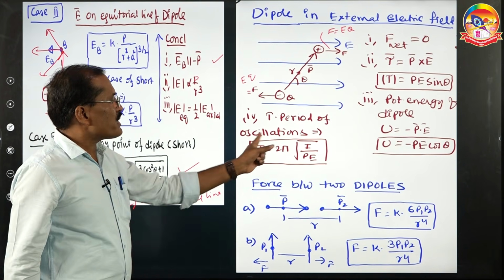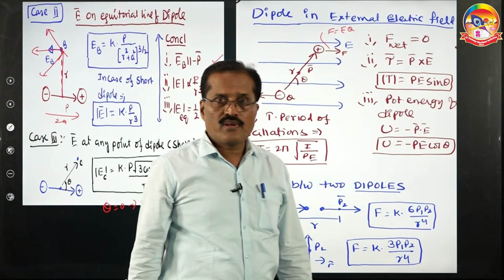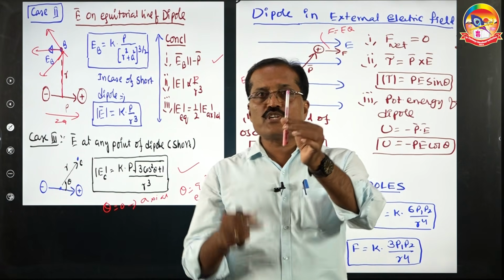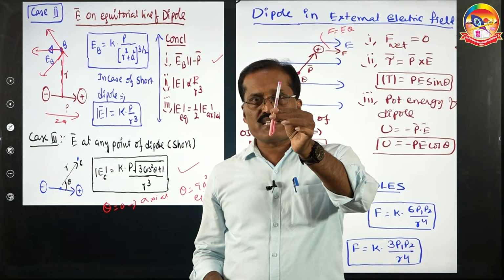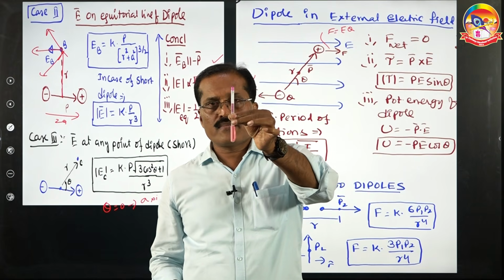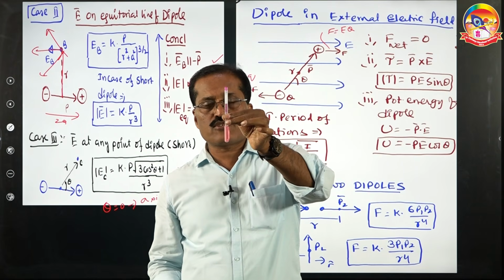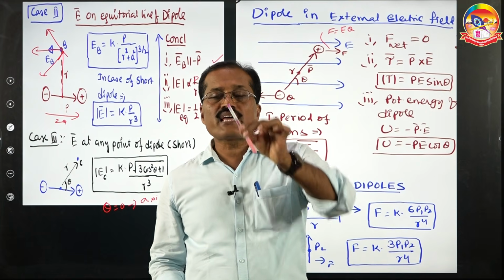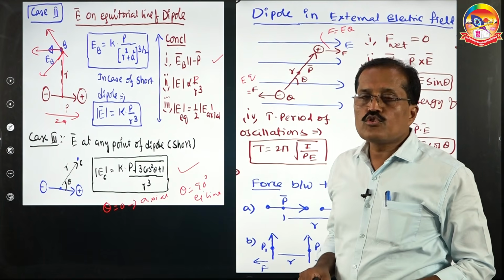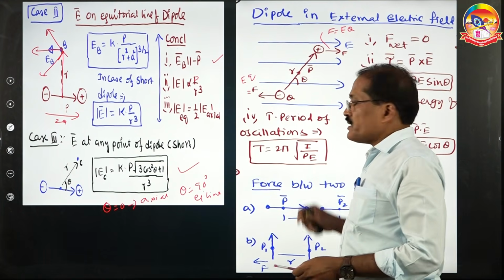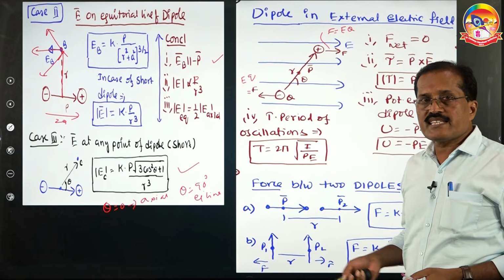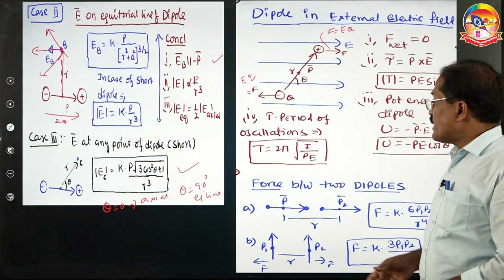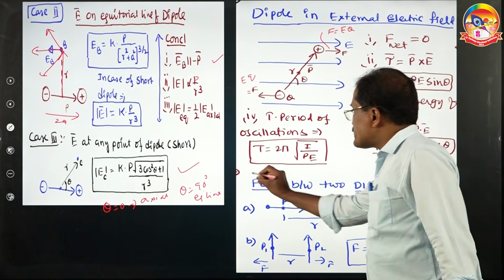Now what is the time period of oscillations of this dipole? The time period of oscillation applies whenever the dipole is placed in the electric field and slightly displaced; it is in stable equilibrium, net torque is equal to 0. If you slightly disturb it from here, it oscillates. The time period of oscillations is equal to 2 pi root I by PE. P is the dipole moment, E is the electric field intensity of the external field. Next, this concept is done.